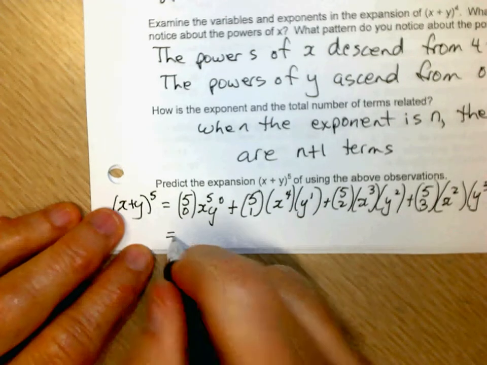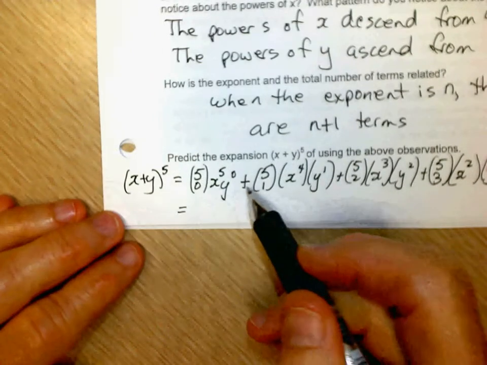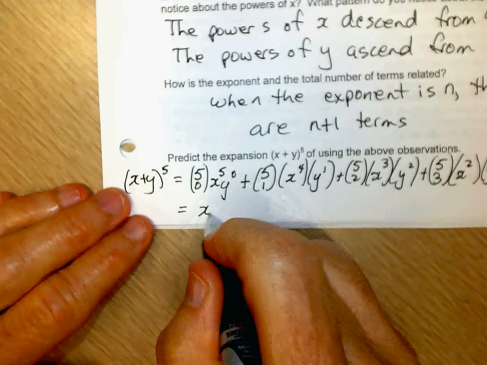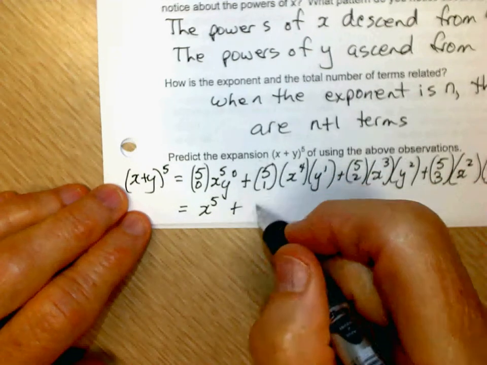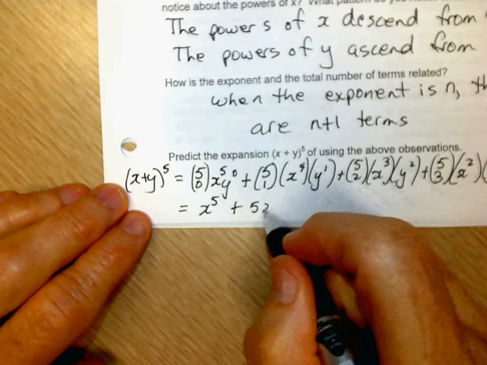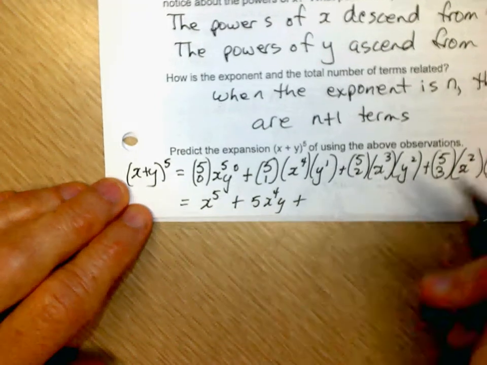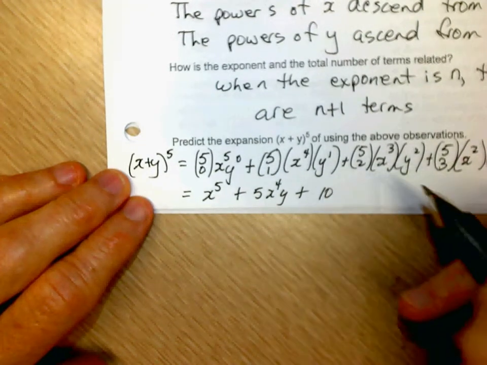5 choose 0 is 1. y to the 0 is 1, so this is x to the 5. 5 choose 1 is 5, x to the 4 y. 5 choose 2 is 10. And you know you can do that by plugging it in your calculator.